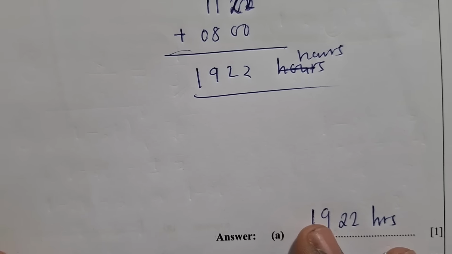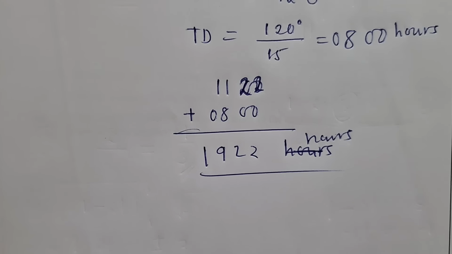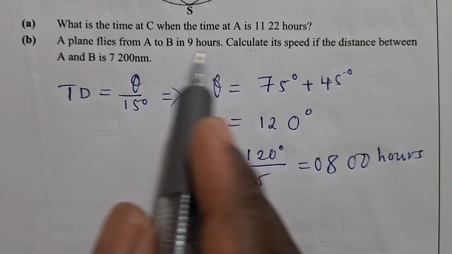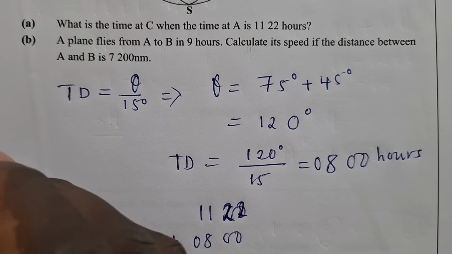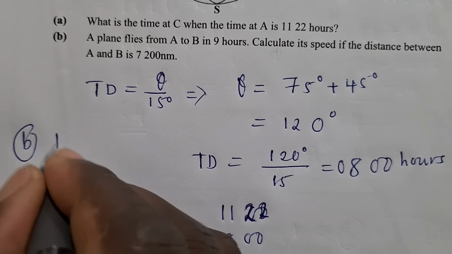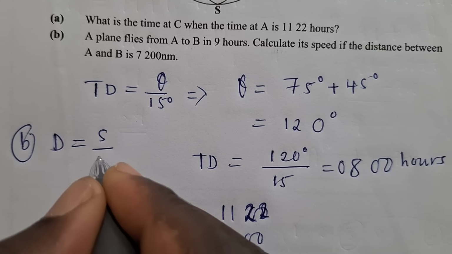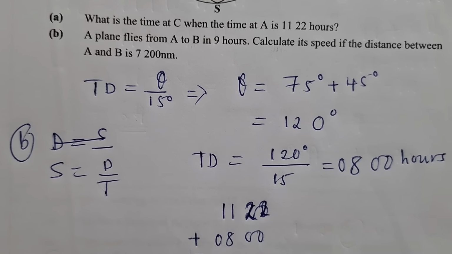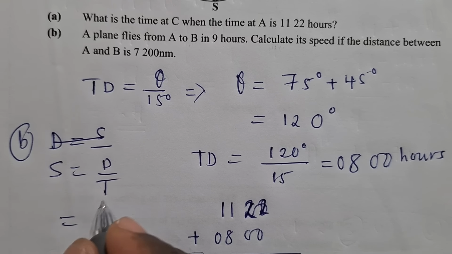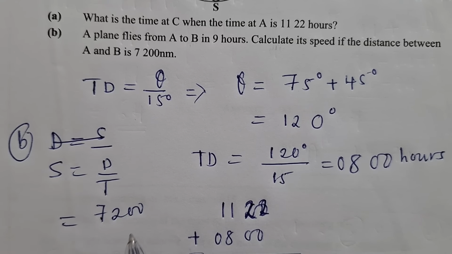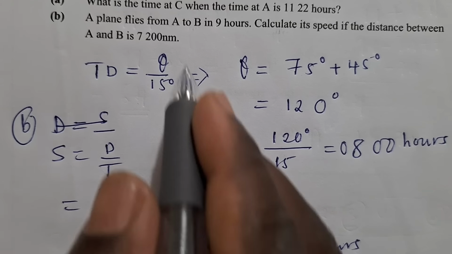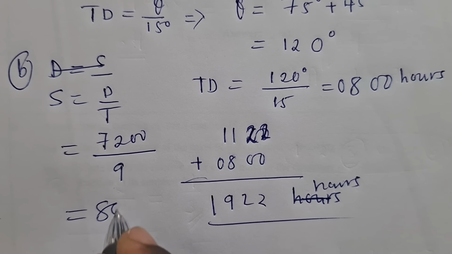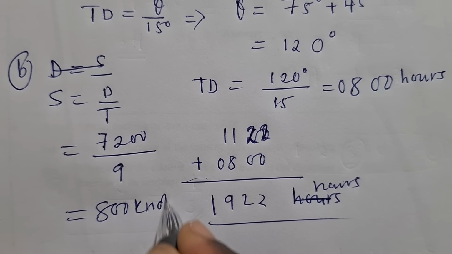Right here. I'm getting tired. But let's push. Let's see if we can answer all the questions. So here, they want us to calculate distance. So for question B, speed is equal to distance over time. So what is the distance given? That's 7,200 over the time, which is 9. So this is giving us 800 knots when we divide.